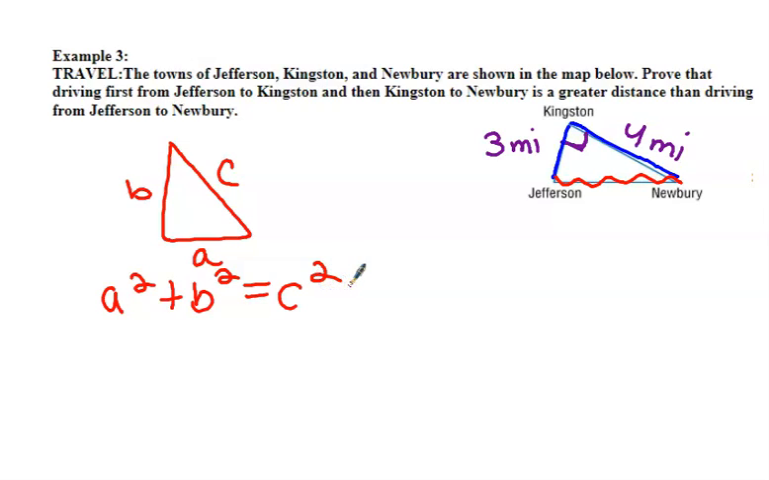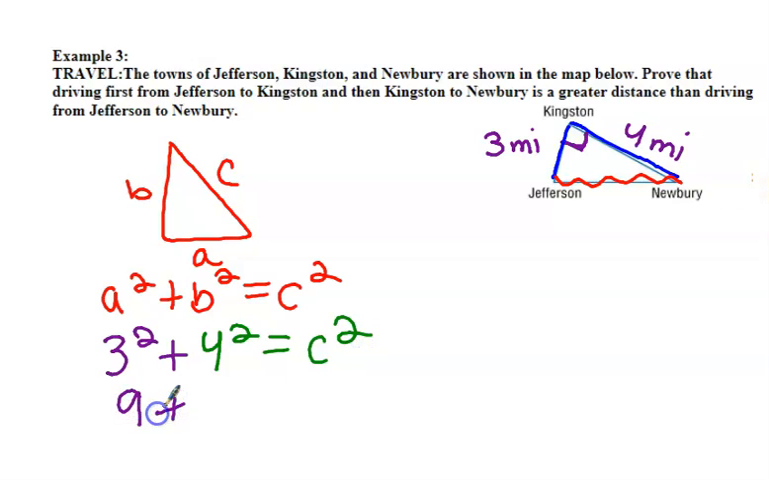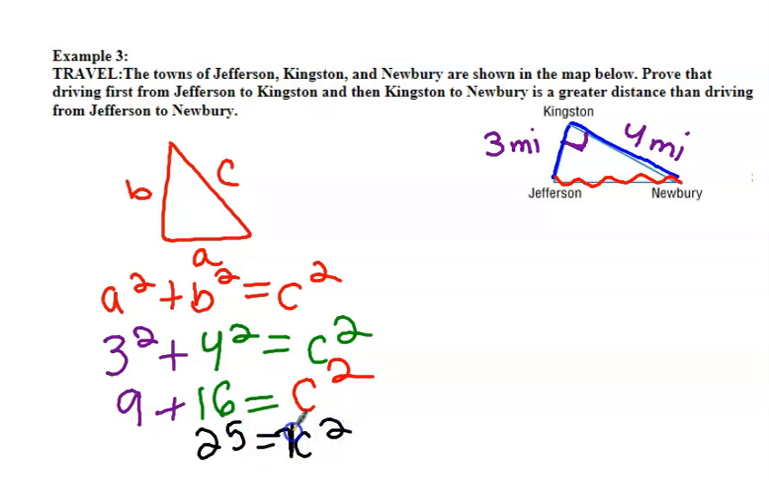All right? So, a is 3. So, we'll say from Jefferson to Kingston is 3 miles, so 3 squared plus, and Kingston to Newberry is 4 miles, so 4 squared, and we're going to see what c squared is. Okay, so 9 plus 16 equals c squared. And so those added together is 25. And what is the opposite of squaring? Square rooting. So c is 5, so that would be 5 miles.